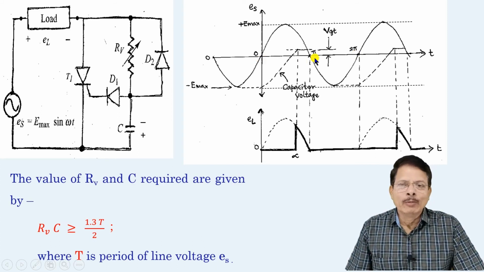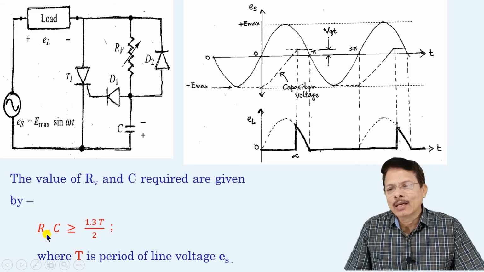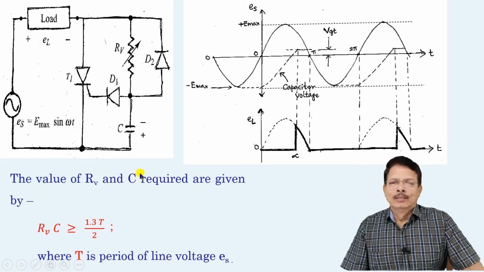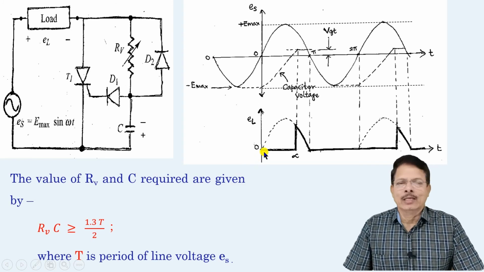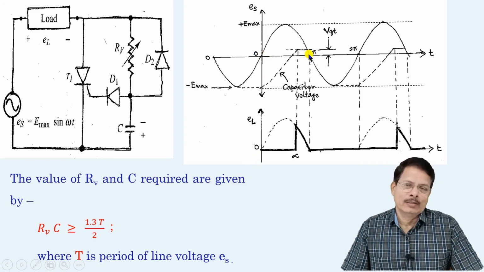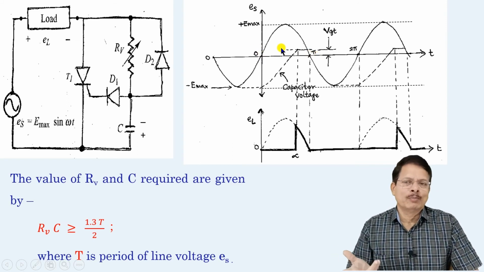Half of it will be T by 2. So this is half of that, and the time should be 1.3 times T by 2. If RVC is more than this, you can fire this SCR anywhere from 0 to 180. And see the super control: that means 0 power to maximum power you have.